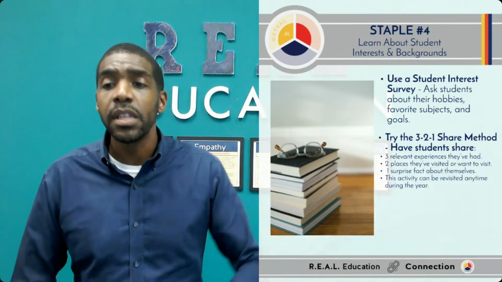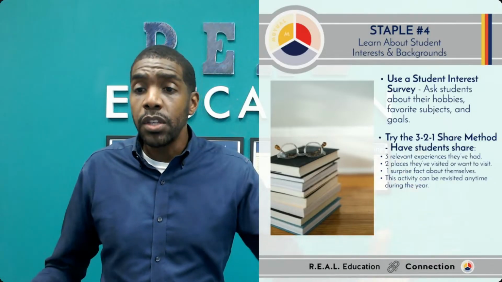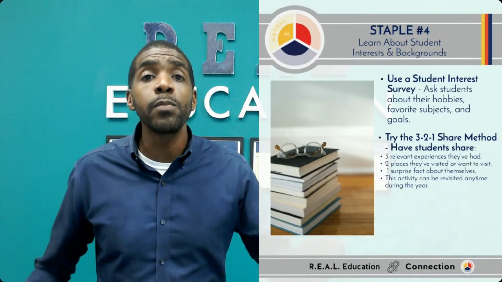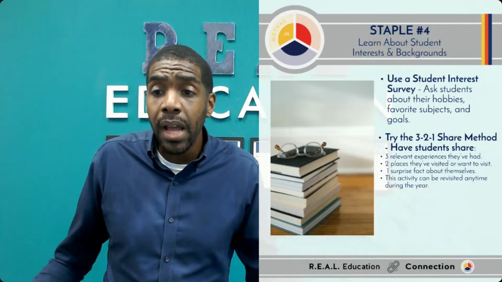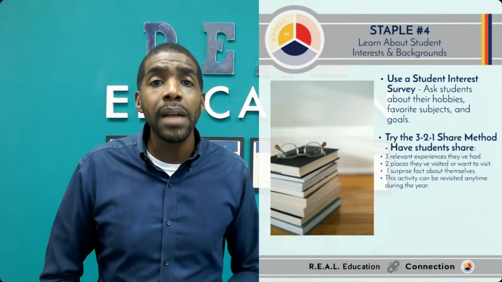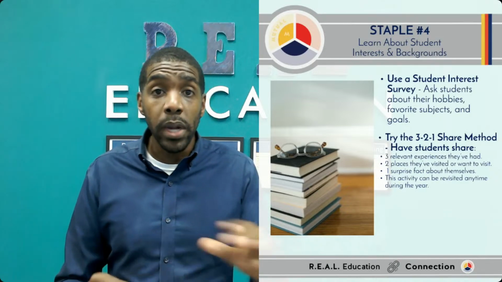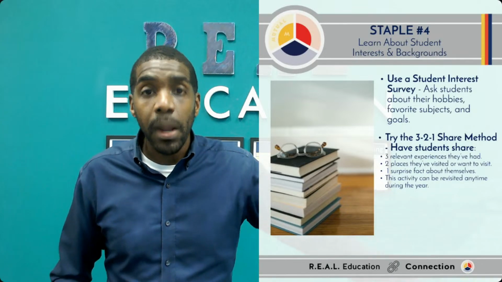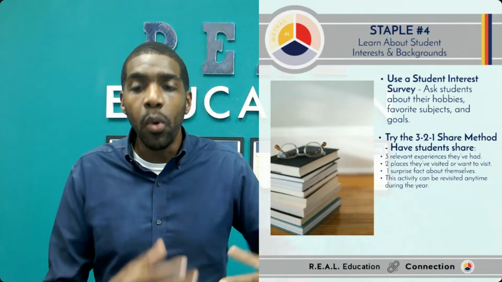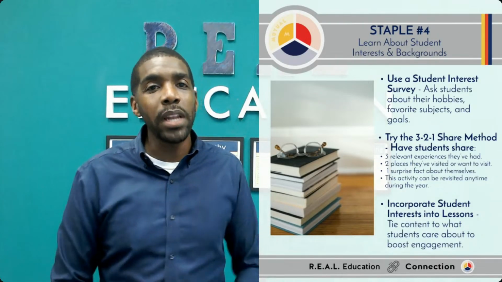Another thing I like to use is the 3-2-1 share method. You can have students at the beginning of the year share 3 relevant experiences that they've had or they want to have, 2 places that they visited, or even 1 surprise about themselves. That simple quick tip can be done throughout the year, right? Because we can keep it fresh and keep it going. And then last, you can use all of that information to go right into your lessons.